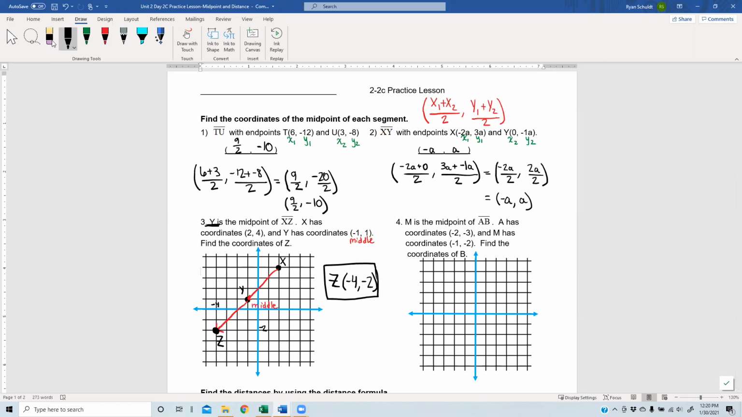Now it says M is the midpoint of AB. A has coordinates of -2, -3, so I'm going to plot that for A. -2, -3. It's going to be down here. This is A down here. M has coordinates of -1, -2 right here. Here is M. Now, it tells me that M is the middle. M is the midpoint. So this is our middle.